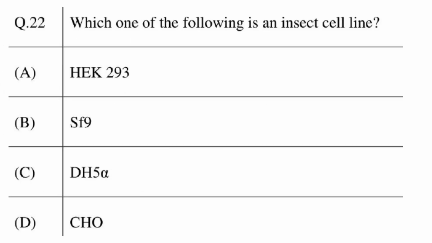Then which one of the following is an insect cell line? It is SF9. SF9 is derived from the ovary of fall armyworm, that is Spodoptera frugiperda. Okay, so SF9 is the insect cell line. HEK293 is human embryonic kidney cell line. DH5 alpha is E. coli bacterial strain, and CHO is Chinese hamster ovary cell line.